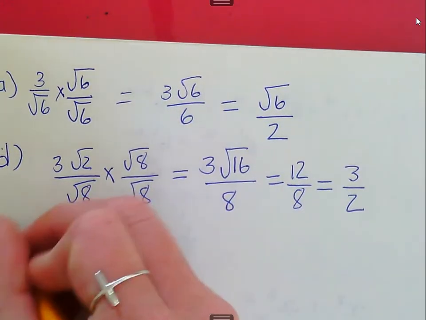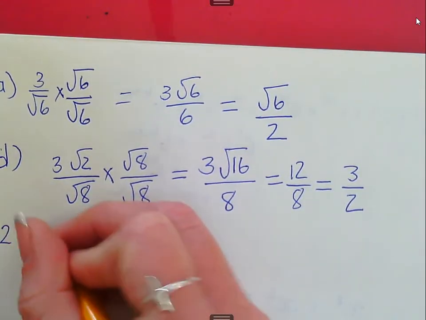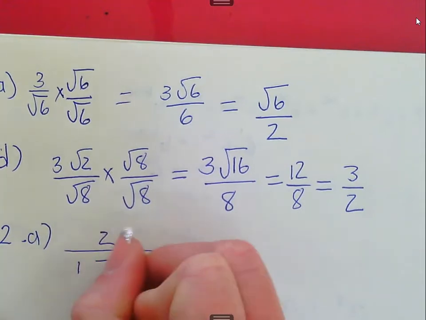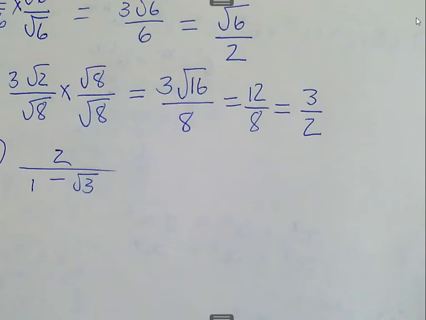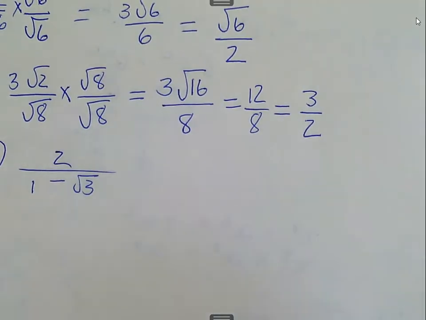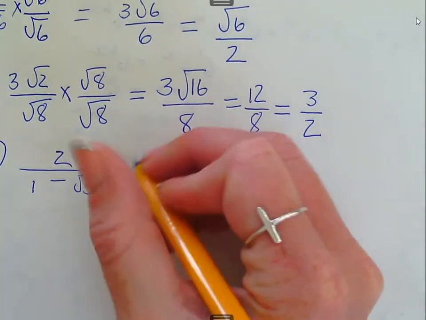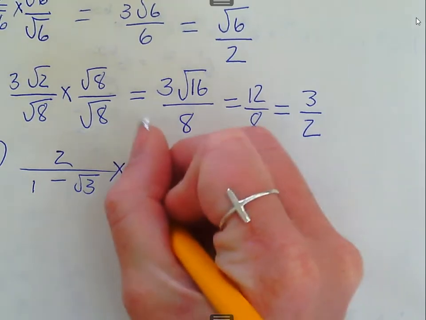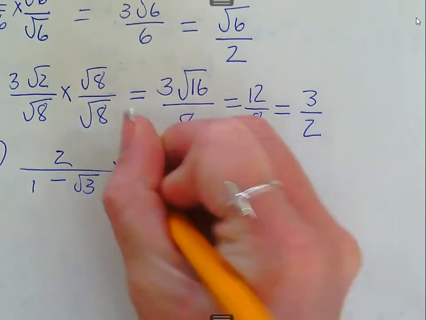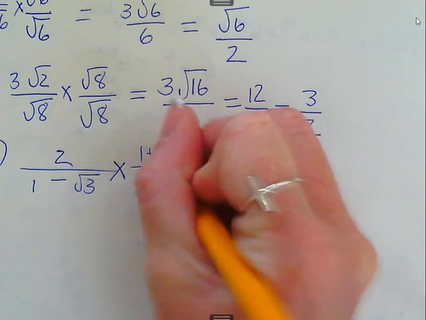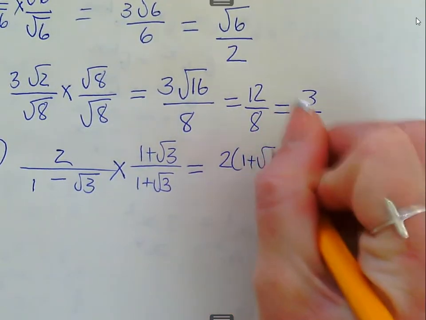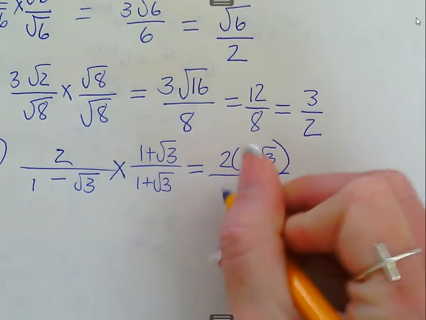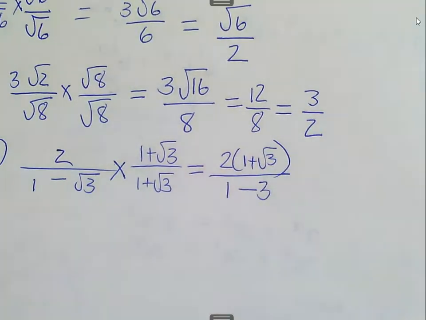Okay, then number 2, A. What did I have to multiply with to rationalize that denominator? Times 1 plus root 3, right? Okay, then my answer will be 2 bracket 1 plus root 3. And at the bottom it will be 1 minus 3. And you all understand why it's 1 minus 3, right?